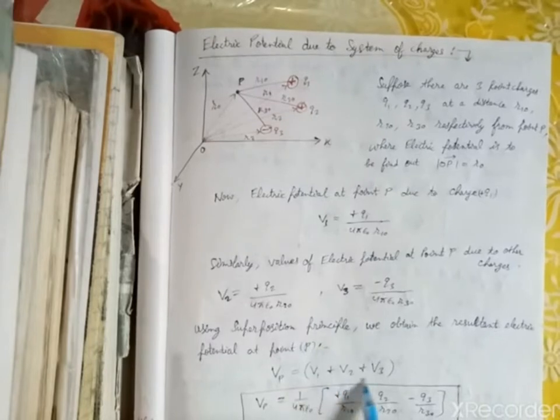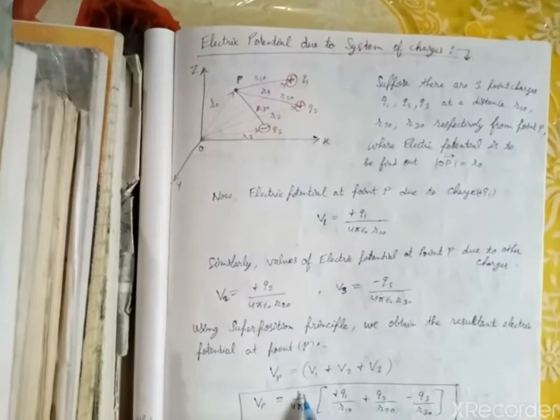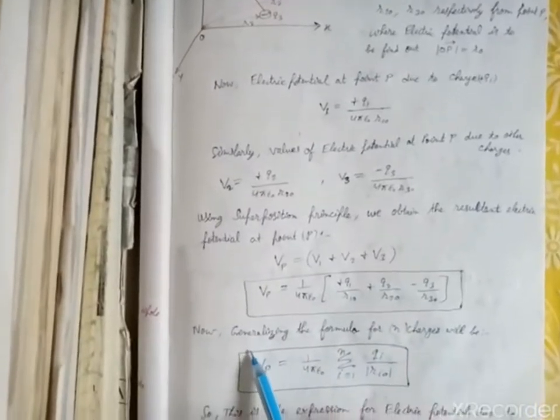Using the superposition principle, we obtain the resultant electric potential at point P, Vp, as the sum of the potentials due to all three individual point charges, that is v1 plus v2 plus v3. So Vp will be 1 by 4 pi epsilon naught times q1 by r10 plus q2 by r20 minus q3 by r30. Now we generalize this formula for n charges.